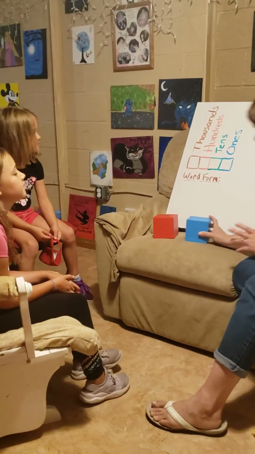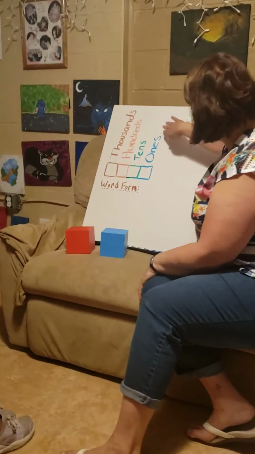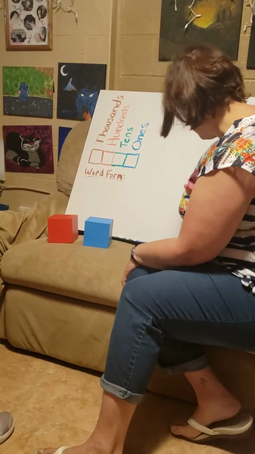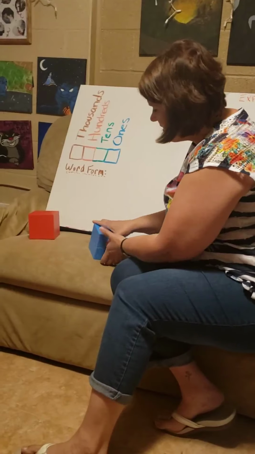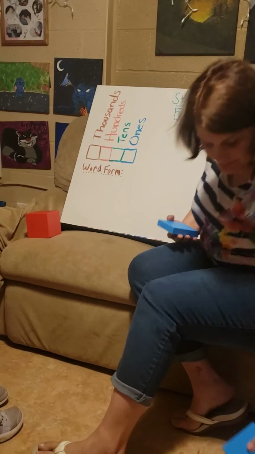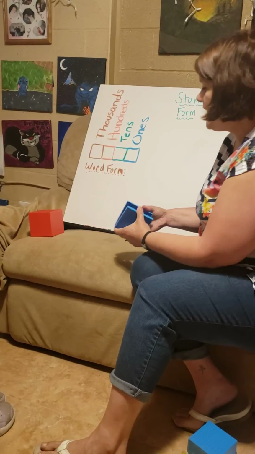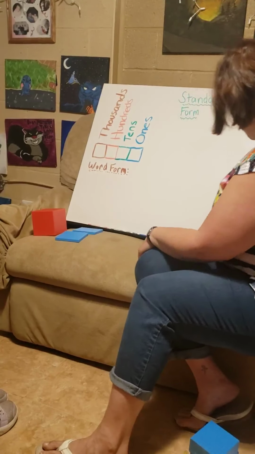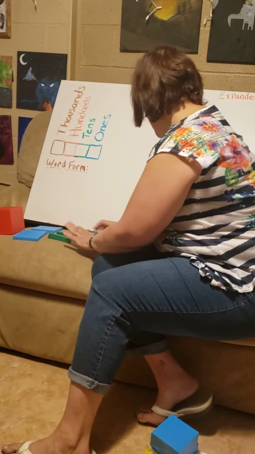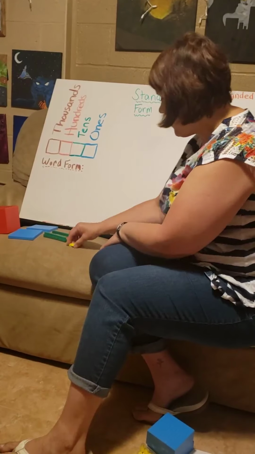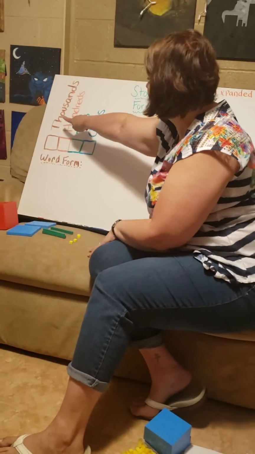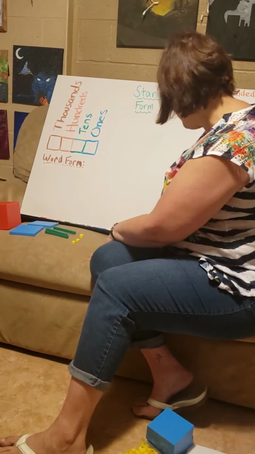Okay. So now here I've got my place values written out. I've got my ones, my tens, my hundreds, and my thousands. So if I had one of the blocks, I have 2 of those, and I have 3 of these, and I have 4 of these. We're going to take these and translate them into our place values, okay?